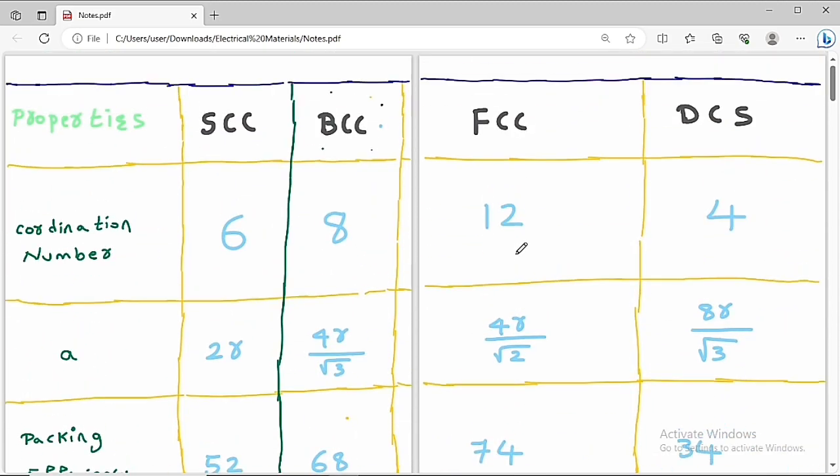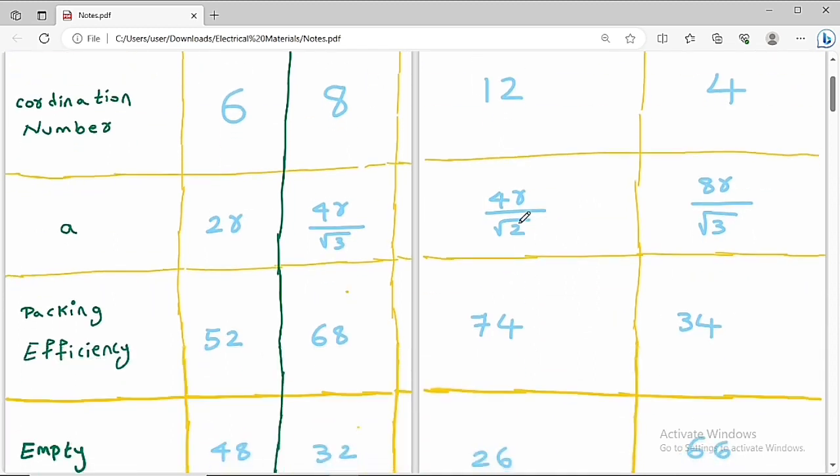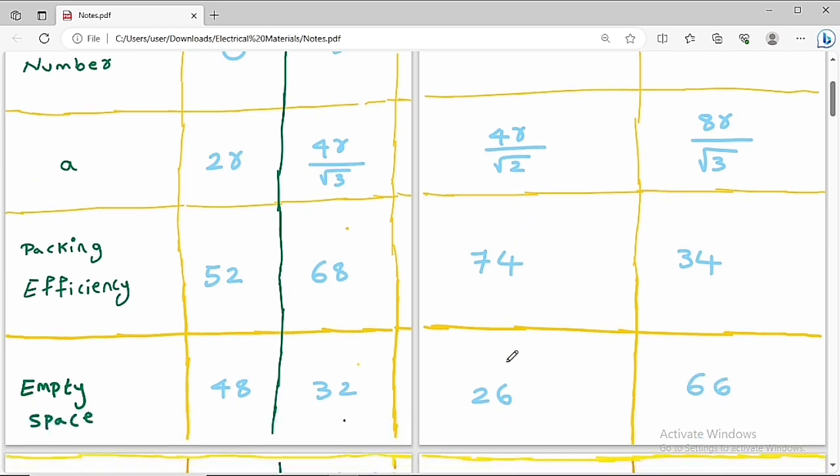FCC having a coordination number of 12 means 12 atoms are going to touch one single atom. So we can say its coordination number is 12. And the value of a is equal to 4r by root 2, where a is the edge length or the side length of the unit cell, and r is the radius of the atom. And the packing efficiency is 74%, and the empty space is 26%, because 100 minus 74 is 26.